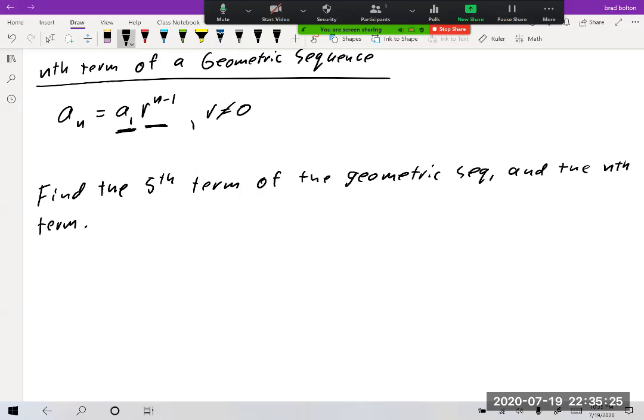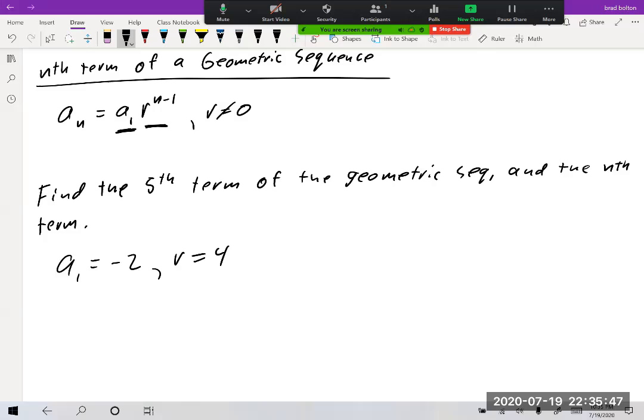So what we're going to do is we're going to give you a sub 1 is equal to -2, and I'm going to tell you that r is equal to 4. Okay. So what I want to do is I want to be able to find the fifth term.